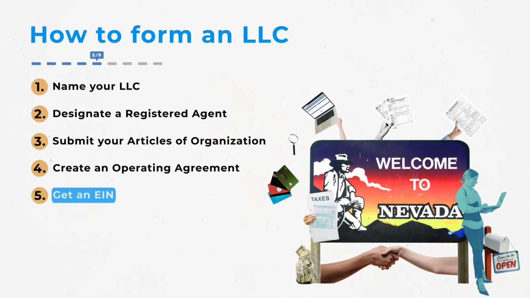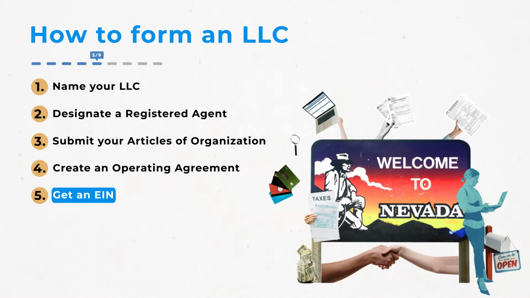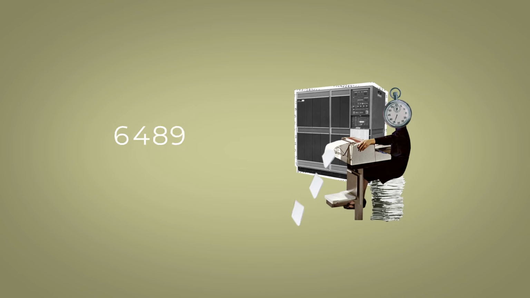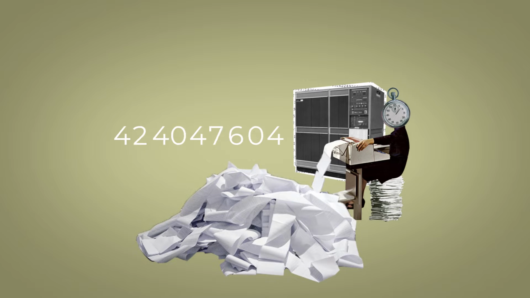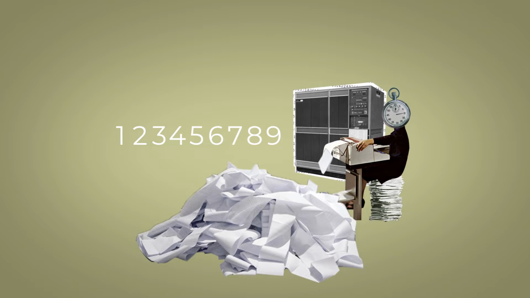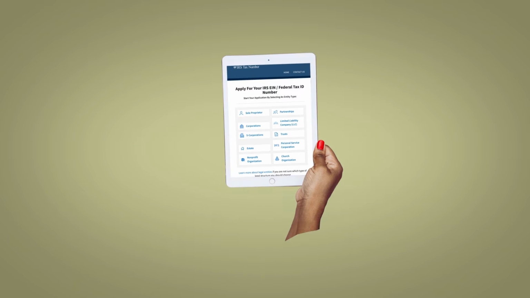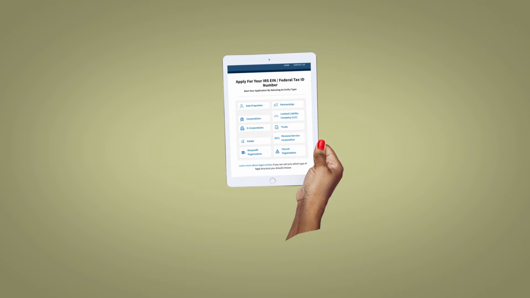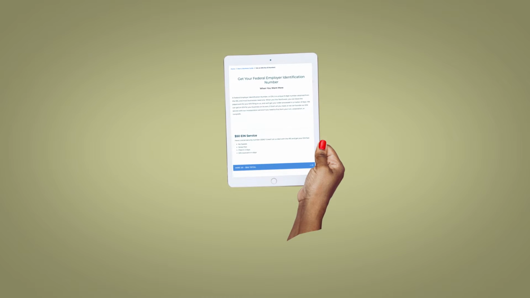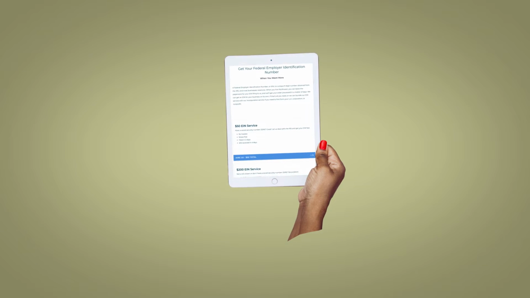Additionally, you might want to get an employer identification number, especially if your business will have employees. This brings us to step 5. An EIN is a unique 9-digit number that the IRS assigns to your LLC for tax filing purposes, acting like a social security number for your business. You can apply for an EIN through the IRS website or file a paper form. You can also skip the hassle and hire Northwest Registered Agent to get the EIN for you.